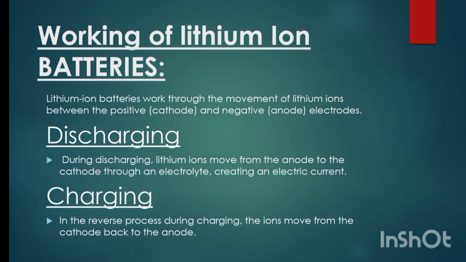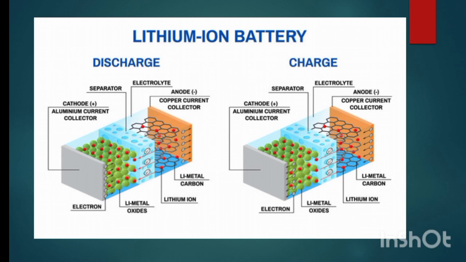Working of lithium ion batteries. Lithium ion batteries work through the movement of lithium ions between the positive electrode cathode and the negative electrode anode. Number one step is discharging. During discharging, lithium ions move from anode to the cathode through an electrolyte, creating an electric current. In this picture, you can see the discharging process. In discharging, red colored lithium ions are moving from anode to the cathode.